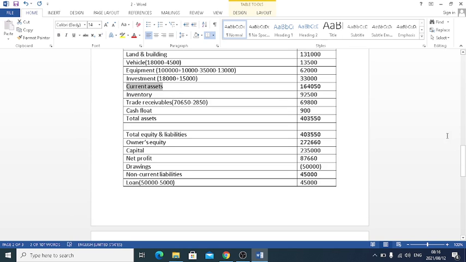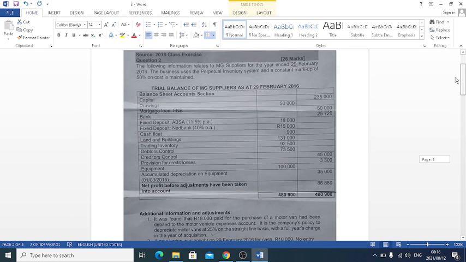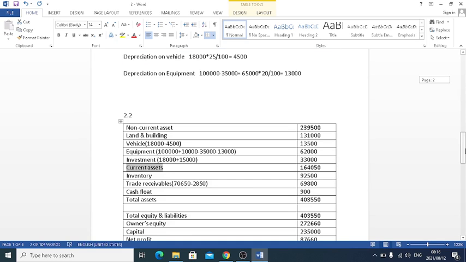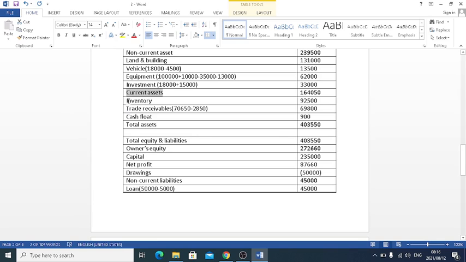Under our current assets we have inventory. We have our inventory at the value of 92,500. No inventory was affected in the additional information, so our inventory lies here at 92,500. Then our trade and other receivables.